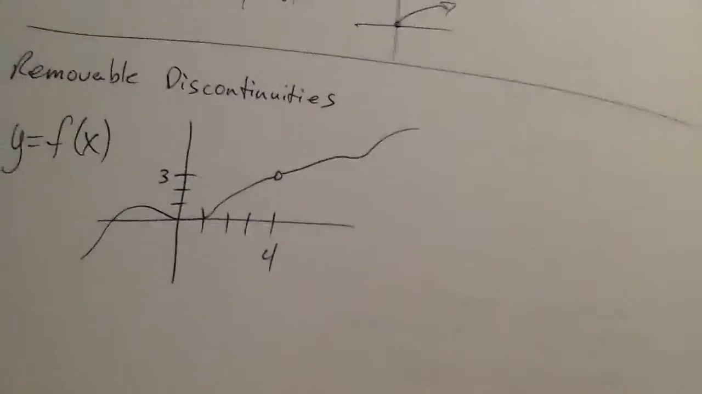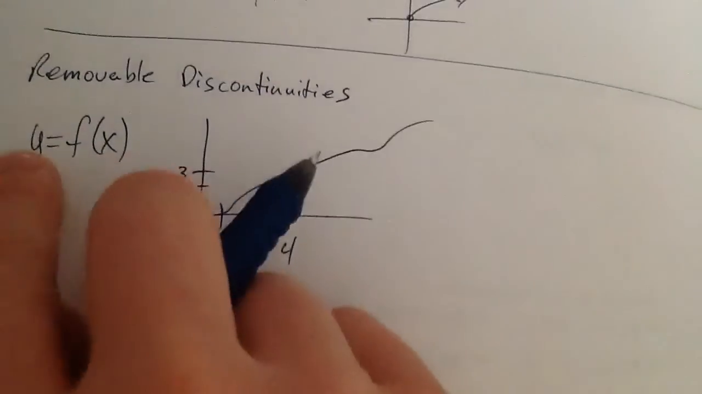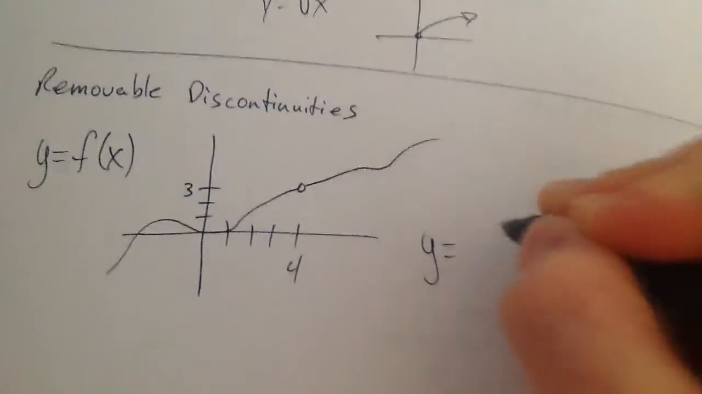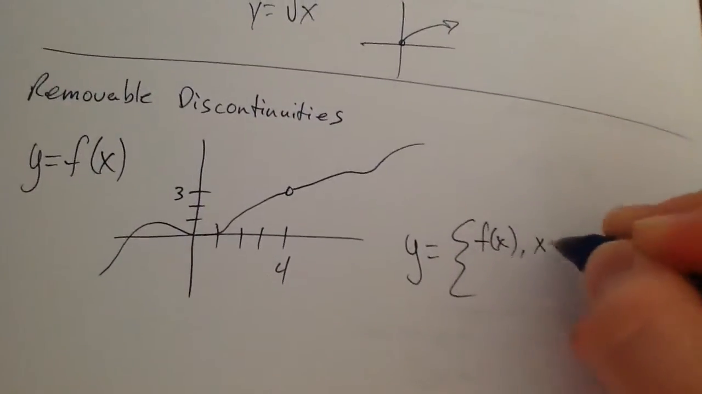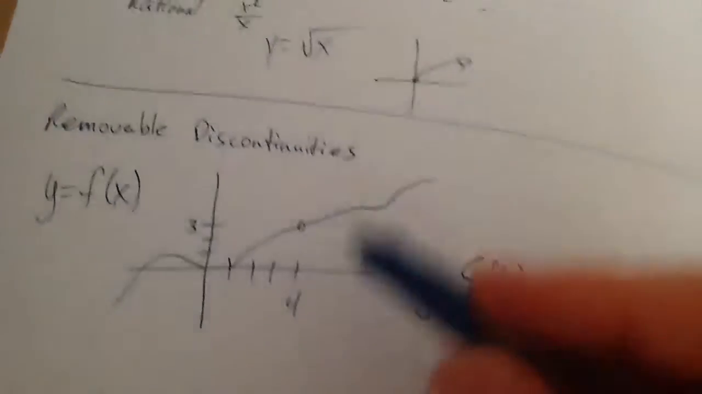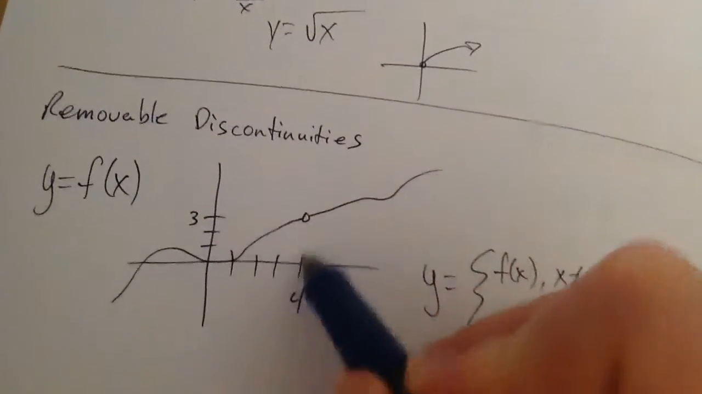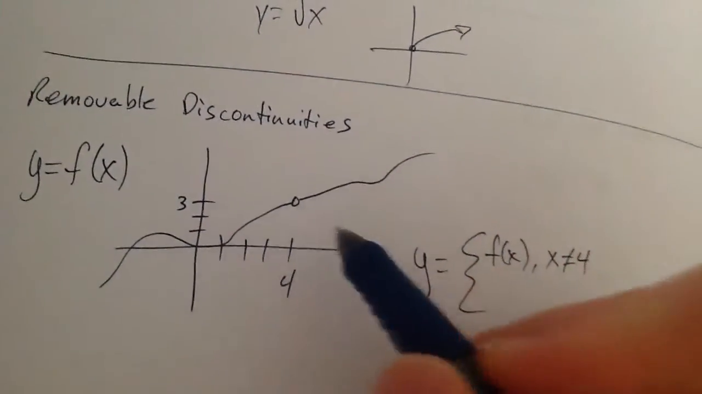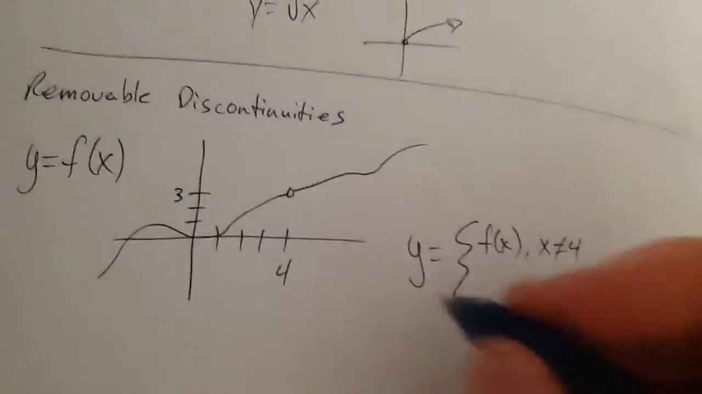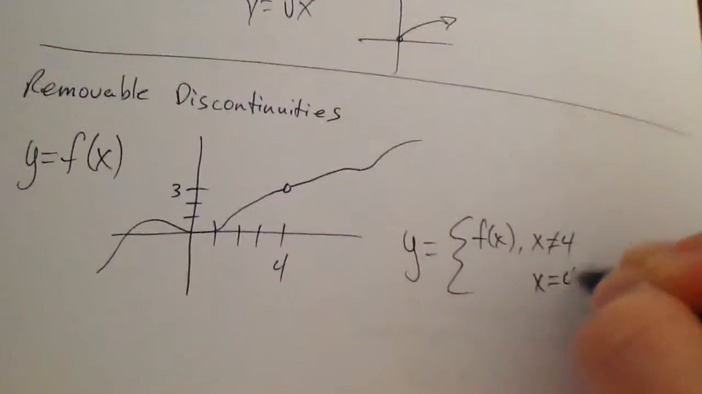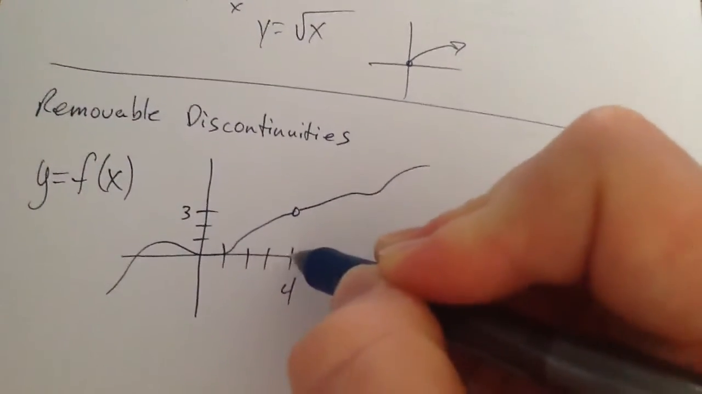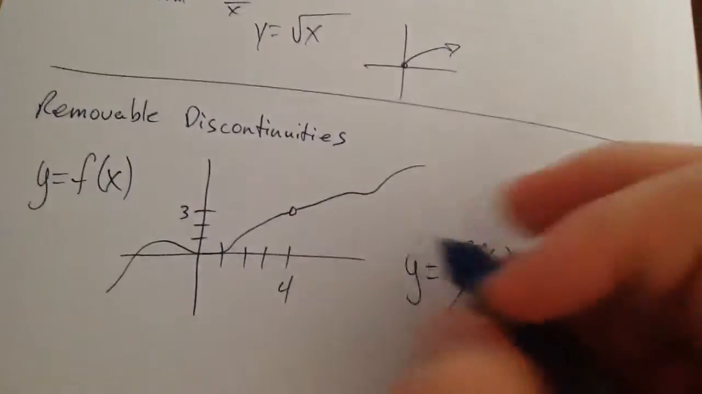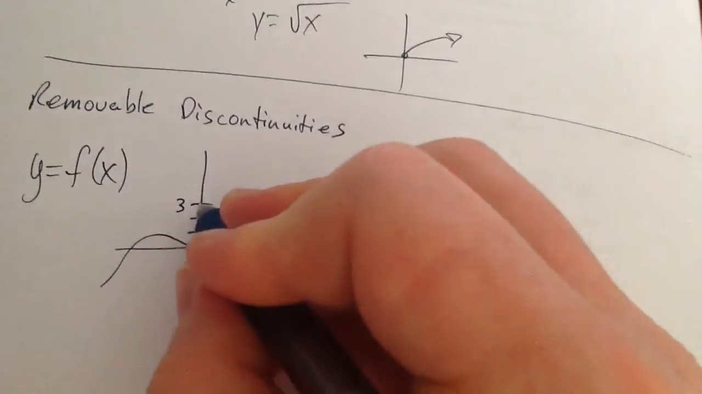To remove that discontinuity, we basically just turn this into a piecewise function. We say, all right, we'll have y equals f of x, whatever this is, whenever x does not equal 4. So we're only going to use this whenever x does not equal 4. Because there's a hole there anyway, so why would we want to include that point in there? But then we'll say, when x equals 4, if I want to fill in that hole, I'll just say when x equals 4, let my new piecewise function equal, in this case, 3.